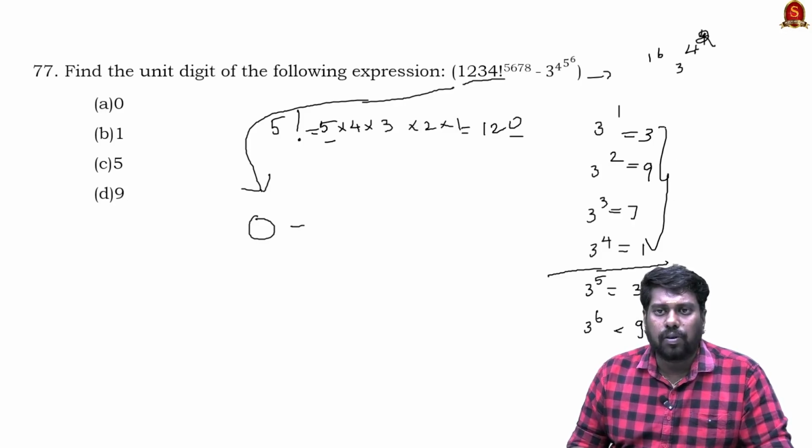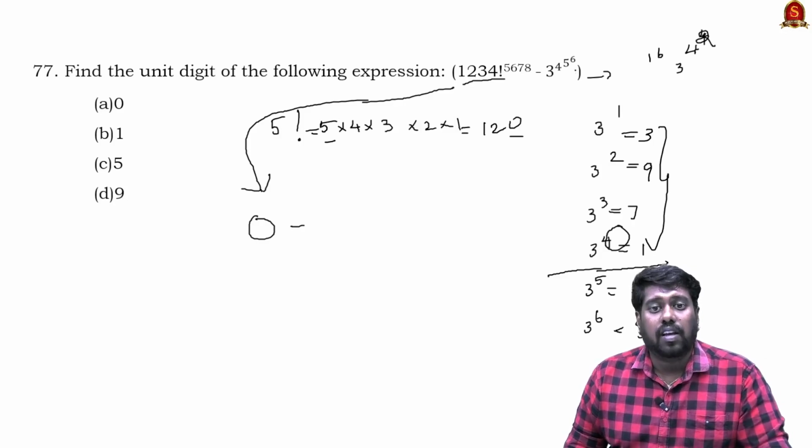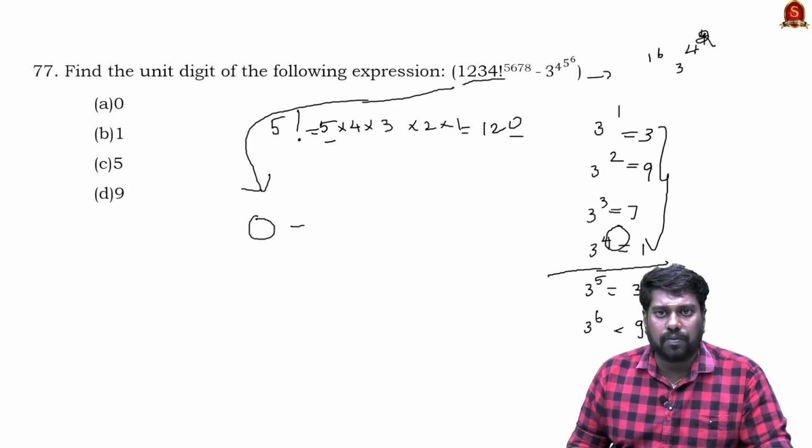Whatever the value of 3 is, for every multiple of 4 the unit digit is going to be 1. So here 3 to the power 4 to the power 5 to the power 6, that is 4 power 5 power 6, is nothing but a multiple of 4. Obviously whatever powers of 4 are there, it is going to be a multiple of 4. So 3 to the power any multiple of 4, what will be the unit digit? It is going to be 1.